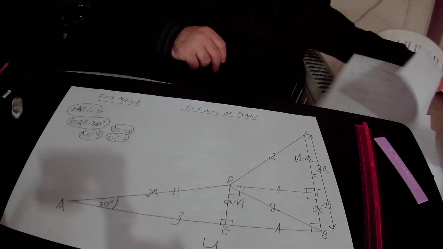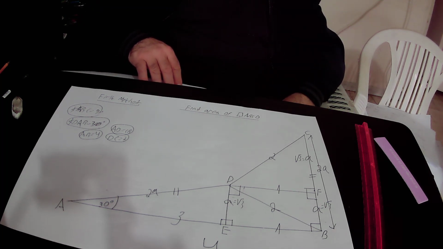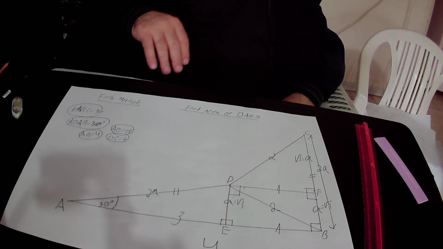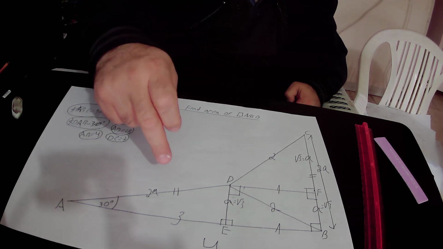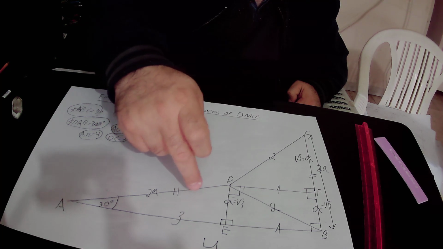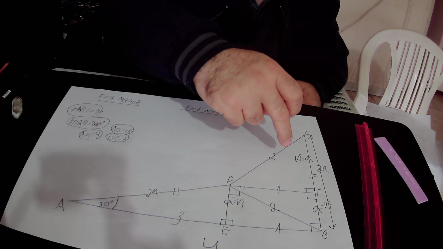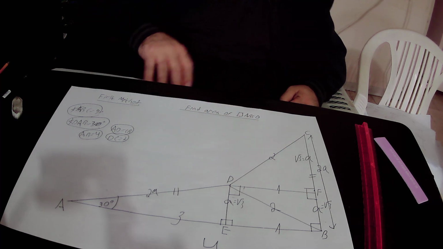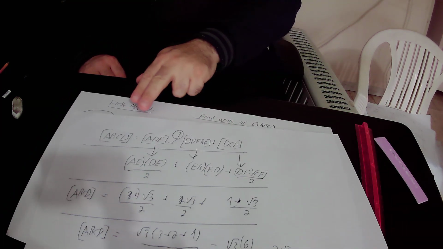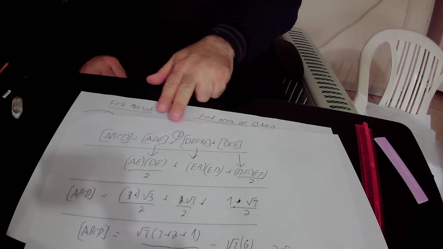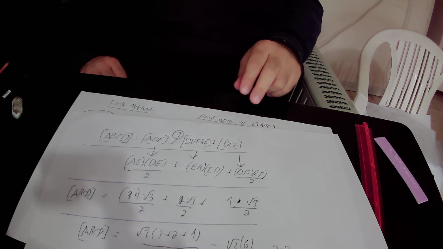Now we can easily find out the area of quadrilateral ABCD, because the area of quadrilateral ABCD will be equal to the area of triangle ADE plus the area of rectangle DEBF plus the area of the right triangle, triangle DFC. Okay, the area of quadrilateral ABCD equals the area of triangle ADE plus the area of rectangle DEBF plus the area of triangle DCF.